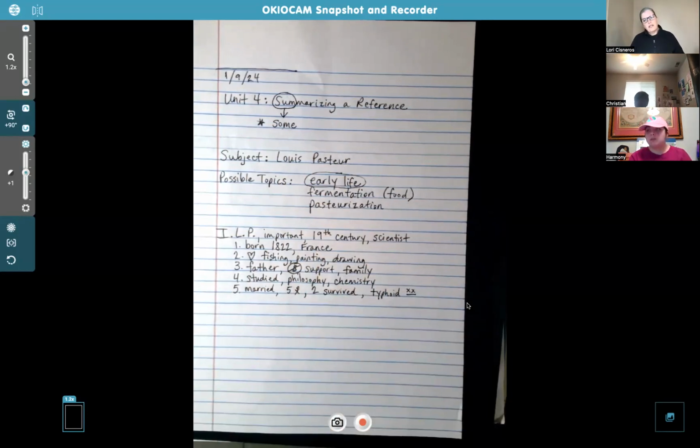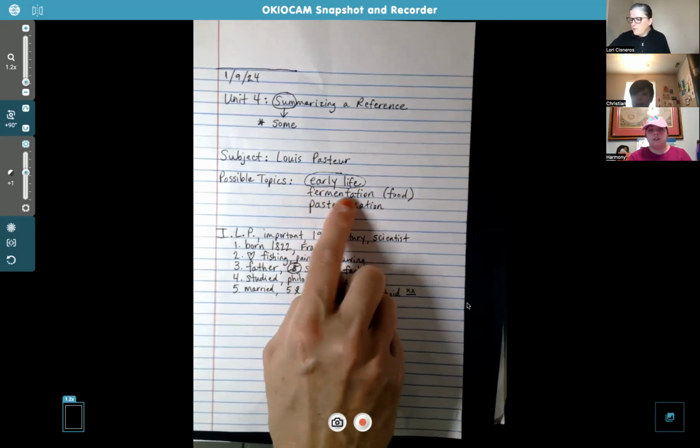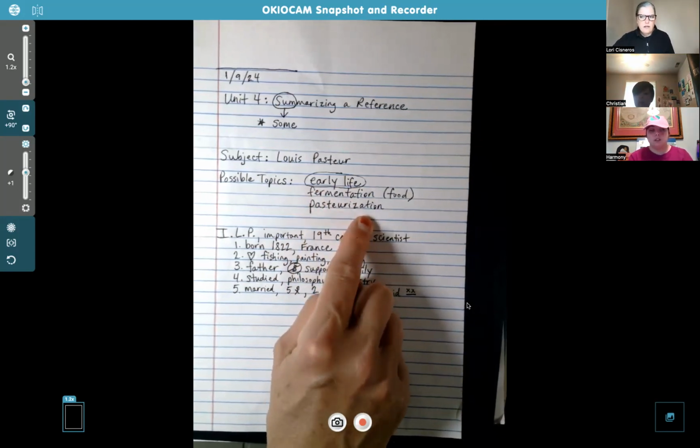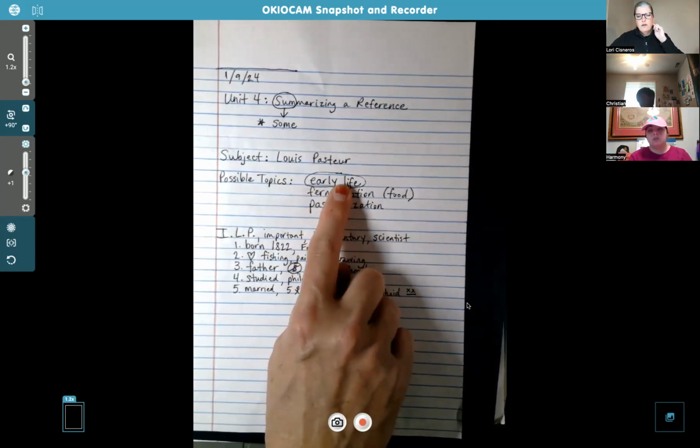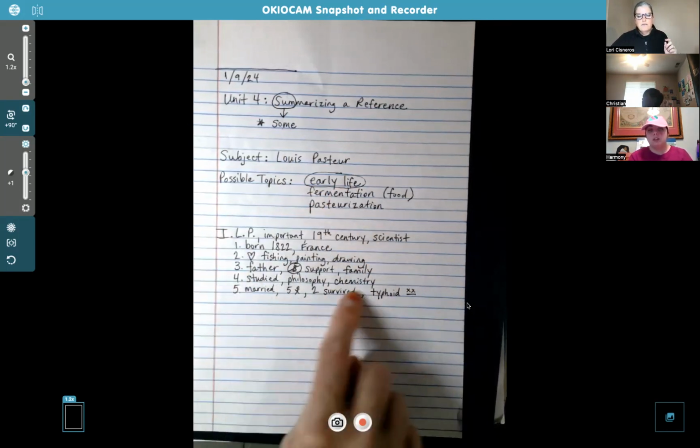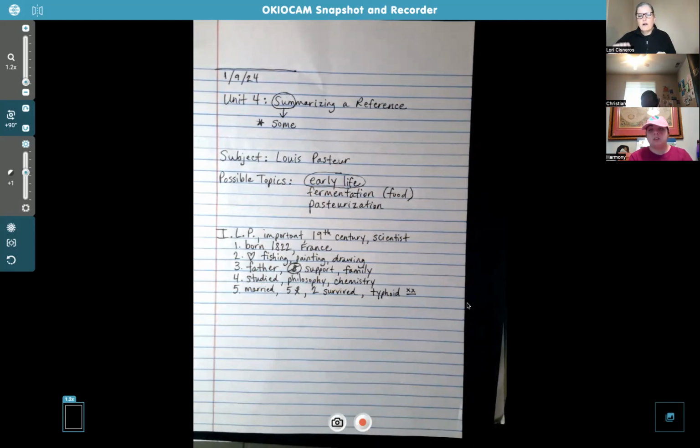Did we get to finish reading it? I can't remember. Did we finish reading the article? Because in one of my classes, we didn't have time. I don't know, but I'm gonna read the rest of it. I know we talked about early life, fermentation and pasteurization, but he also had a big influence on vaccinations. So I don't think we read that part yet. So we did early life. That was this Roman numeral here. We're gonna work on Roman numeral 2 and 3 today.